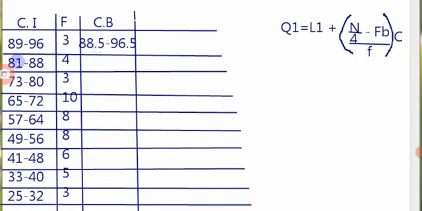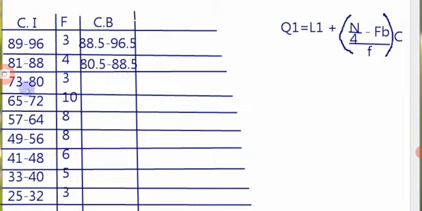So the next thing is to go to the second row, go to the first class interval, remove 0.5, add 0.5 to 88. So if you remove 0.5 from 81, you have 80.5 to, add 0.5 to 88, you have 88.5. That gives the second row of the class boundary.